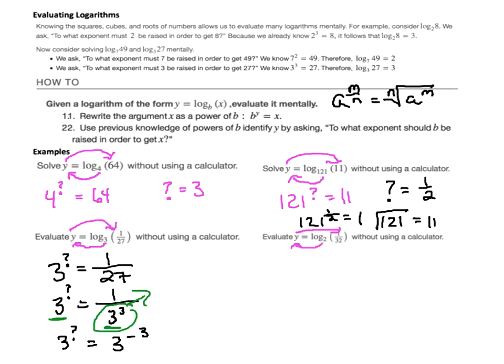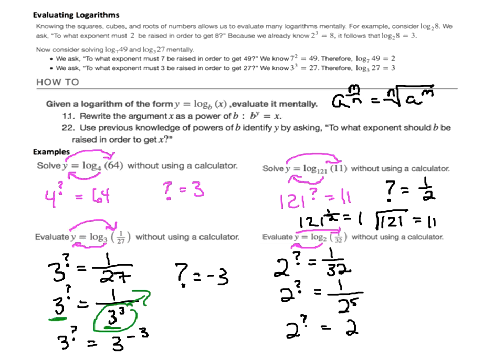Well, the only way I can raise 3 to a power and equal 3 to the negative third power is for that something to equal negative 3. Over here, that says 2 to the something equals 1/32. 2 to the something is equal to 1 over 2 to the 5th. So you always want to try to turn it into an exponential expression of the same base. Now if I bring that up, that says 2 to the something is equal to 2 to the negative 5th. So that something had to be negative 5.